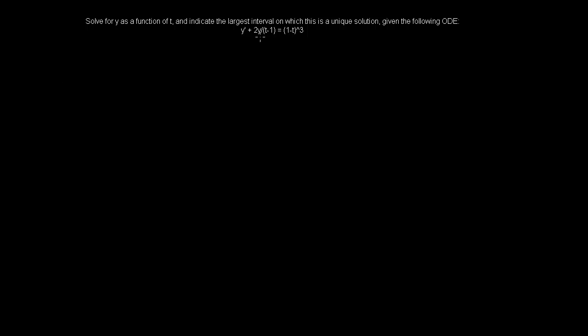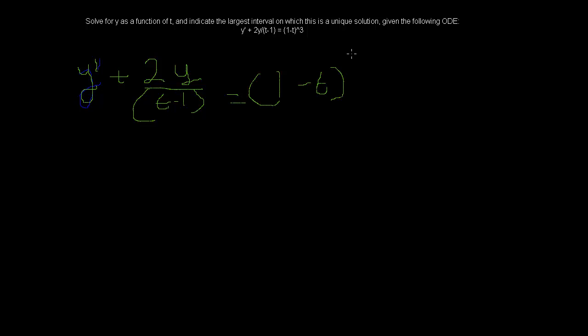So the first thing we do is figure out what kind of ODE this is. y prime plus 2y over t minus 1 equals (1 minus t) to the third power, right? So we realize this is not a separable ODE. It is a first order linear ODE. We're going to use the method of integrating factors, solve this, and then figure out over which interval it is a unique solution.